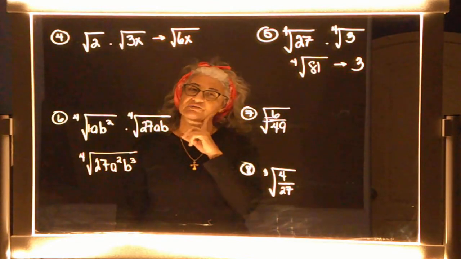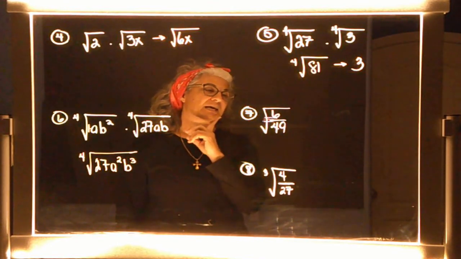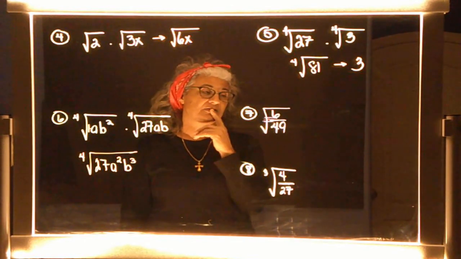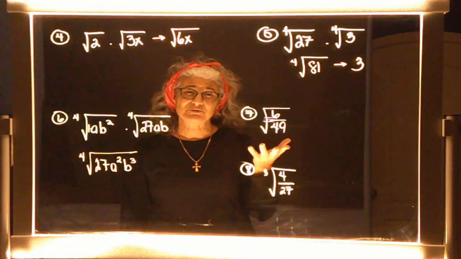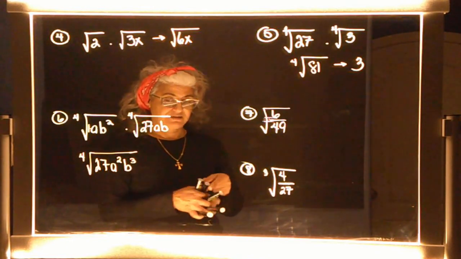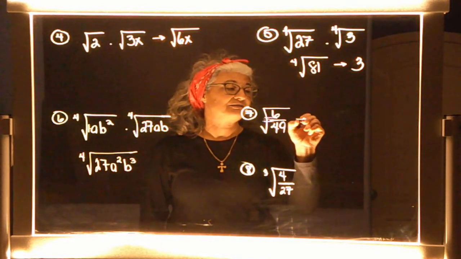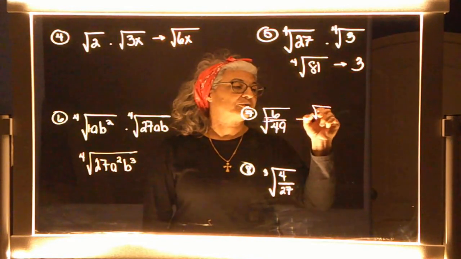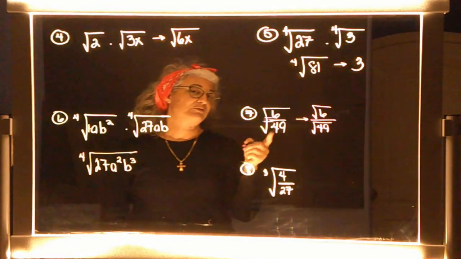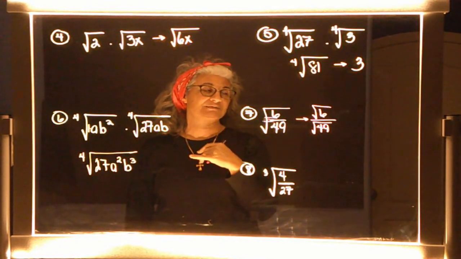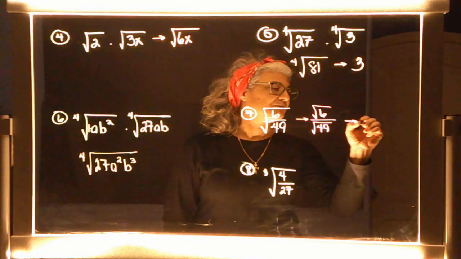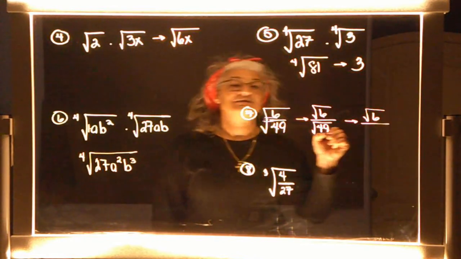Number 7. Oh no, this is interesting, right? It's a root, but it's one root, and they're asking me to divide, aren't they? Well, can I divide the 6 and the 49? Not really. But can't I, since it's division, break the roots apart and say the square root of 6 over the square root of 49? Just like we did with multiplication problems a few minutes ago? I can. Can I take the square root of 6? Nope. Can I take the square root of 49? Yep. What do you get?